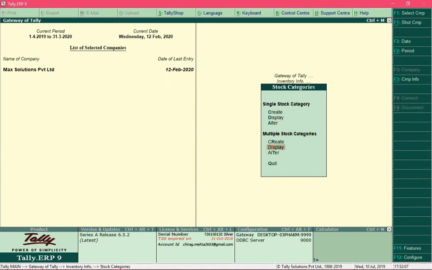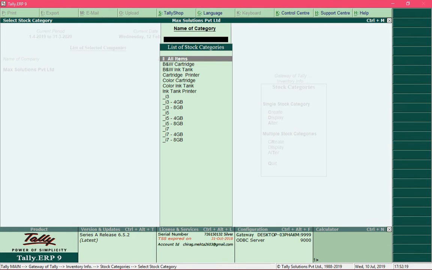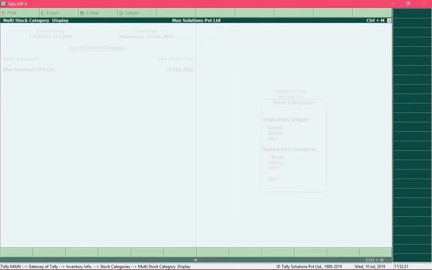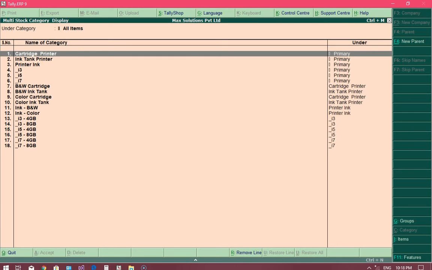So at this point all the categories and its respective subcategories are created. So let's just view them and verify them. So select the option display over here and press enter and select all items. So you can see that there are 5 primary categories and remaining are subcategories.